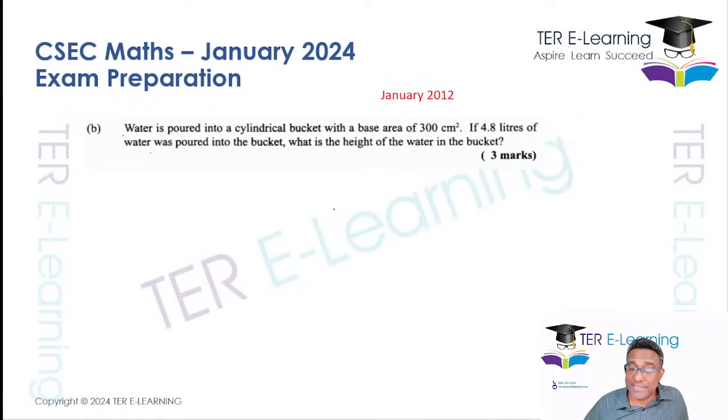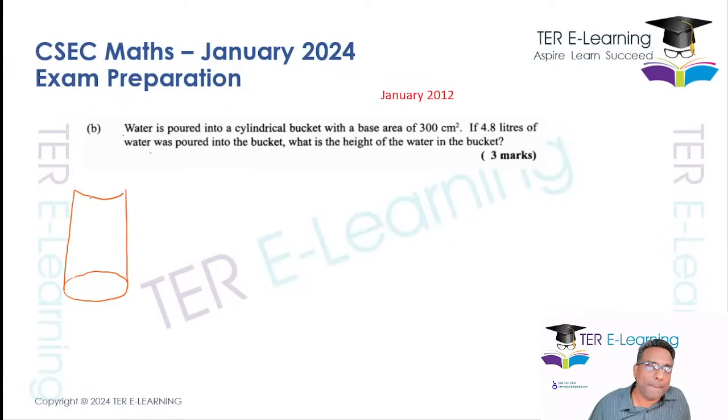Now, several things happening here. It's a cylindrical bucket, so try to visualize what's happening. So this is our bucket. That's a cylindrical bucket here. Now let's look at the information that they've given us. They're telling us that the base area of the bucket, so this is the base area here, is 300 cm squared.